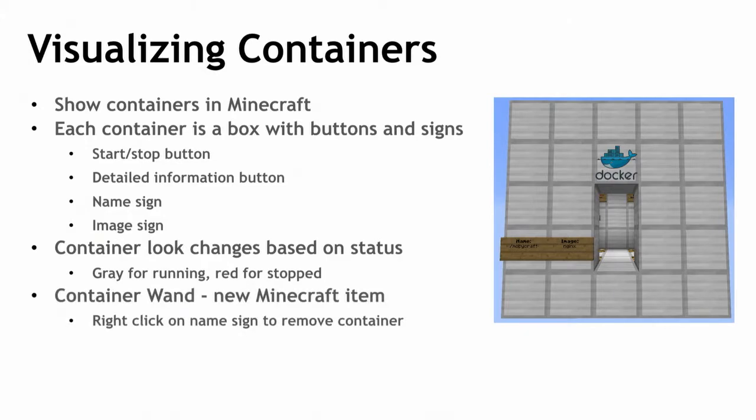He also created what he called a container wand, a new Minecraft item. You can run around with that wand and smash a block, and the whole block disappears, and the container dies in the backend. It was all about tying the backend Docker host with the front-end Minecraft client using the Docker Java library, which is a standard library that everybody uses if they want to talk to a Docker host.